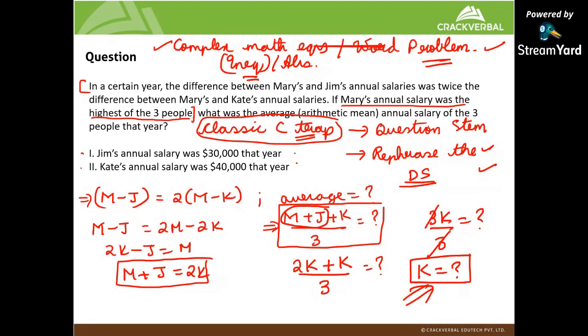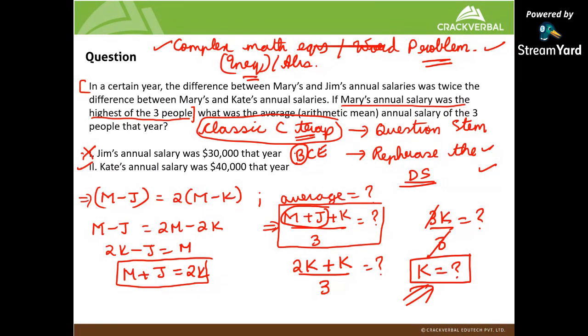And the question is just asking what is Kate's annual salary? The first statement gives me Jim's annual salary. That clearly is insufficient, so BCE. The second statement spoon feeds me with what I exactly need, right? So the second statement would always hold, so the answer is B.